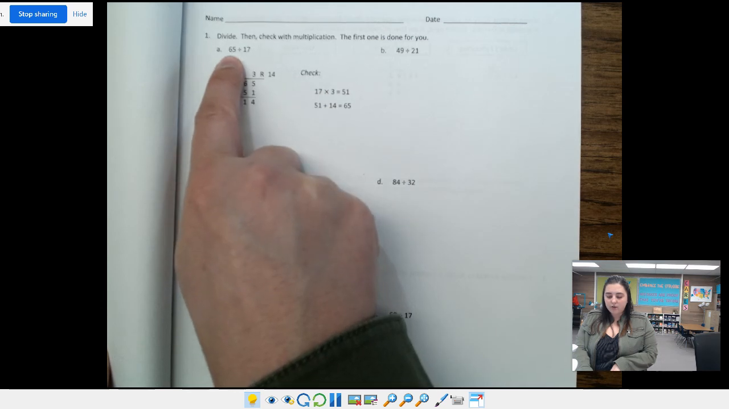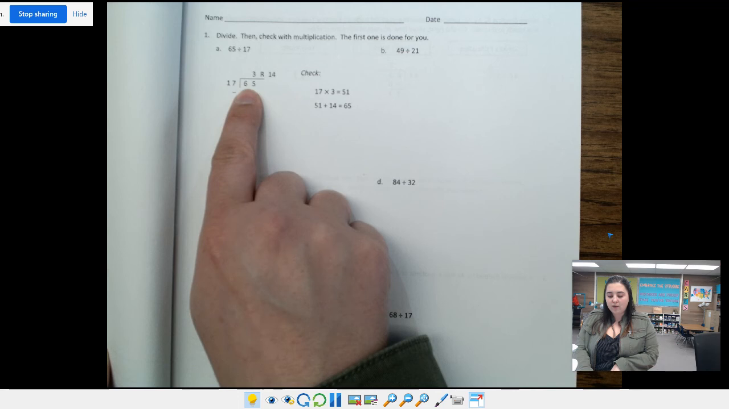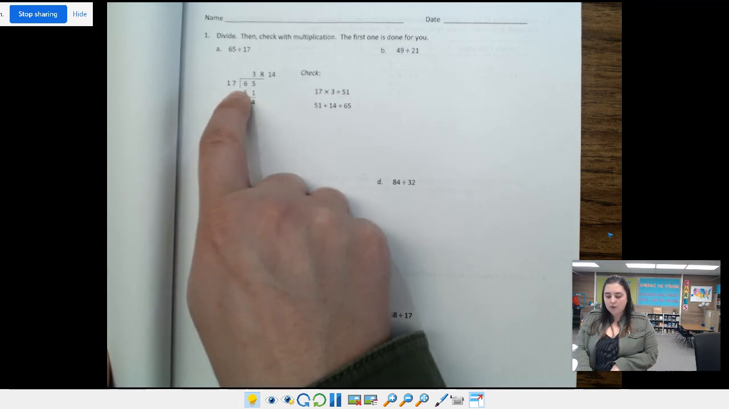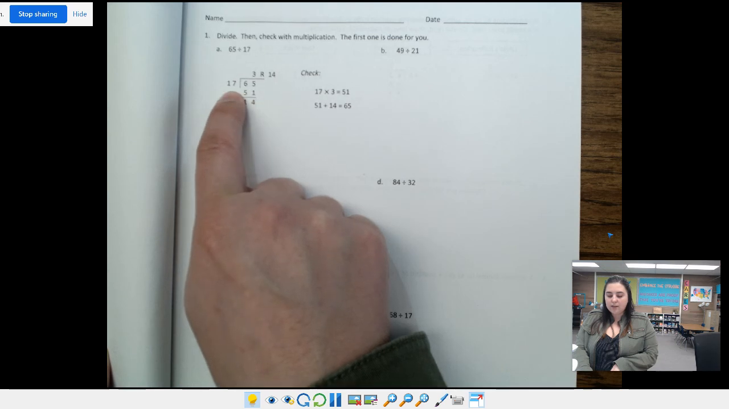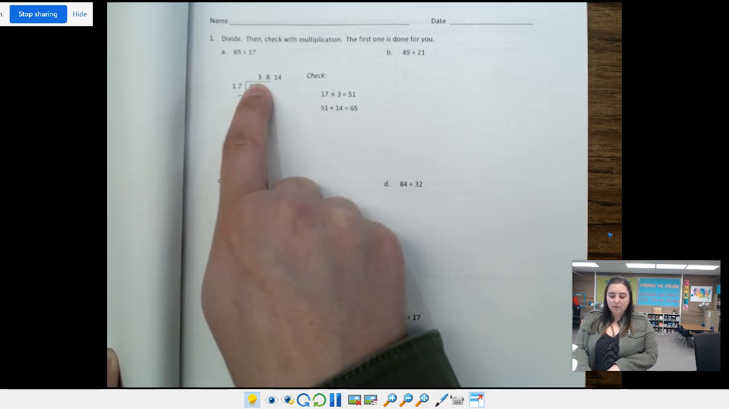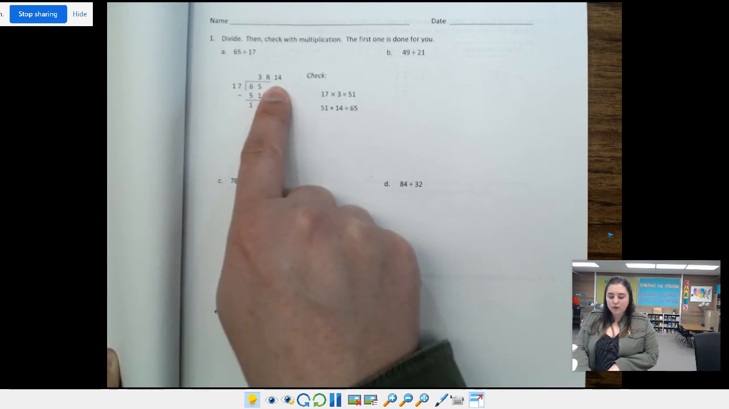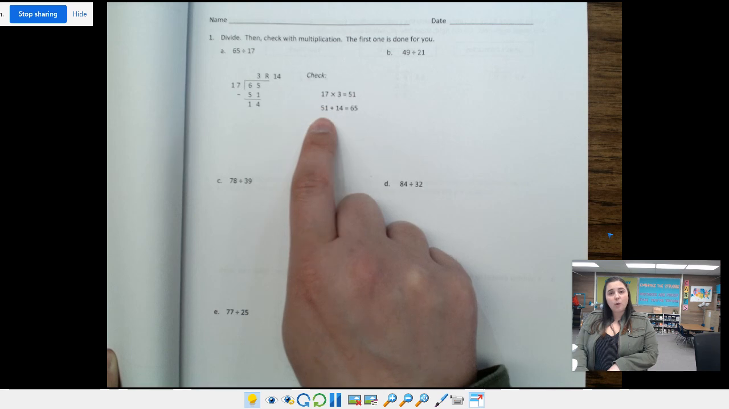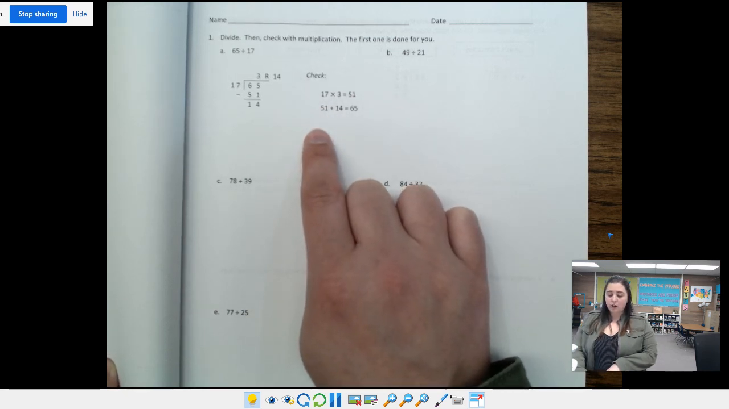It was 65 divided by 17. Look how they wrote it. Remember, the 65 goes first with the division symbol over top. 65 divided by 17. And when they solved, they said 17 can go into 65 3 times, which got us to 51. When we subtract, we had 14 left over. Then they checked their work. There's no excuse for getting answers wrong on the exit ticket because you're checking your work.